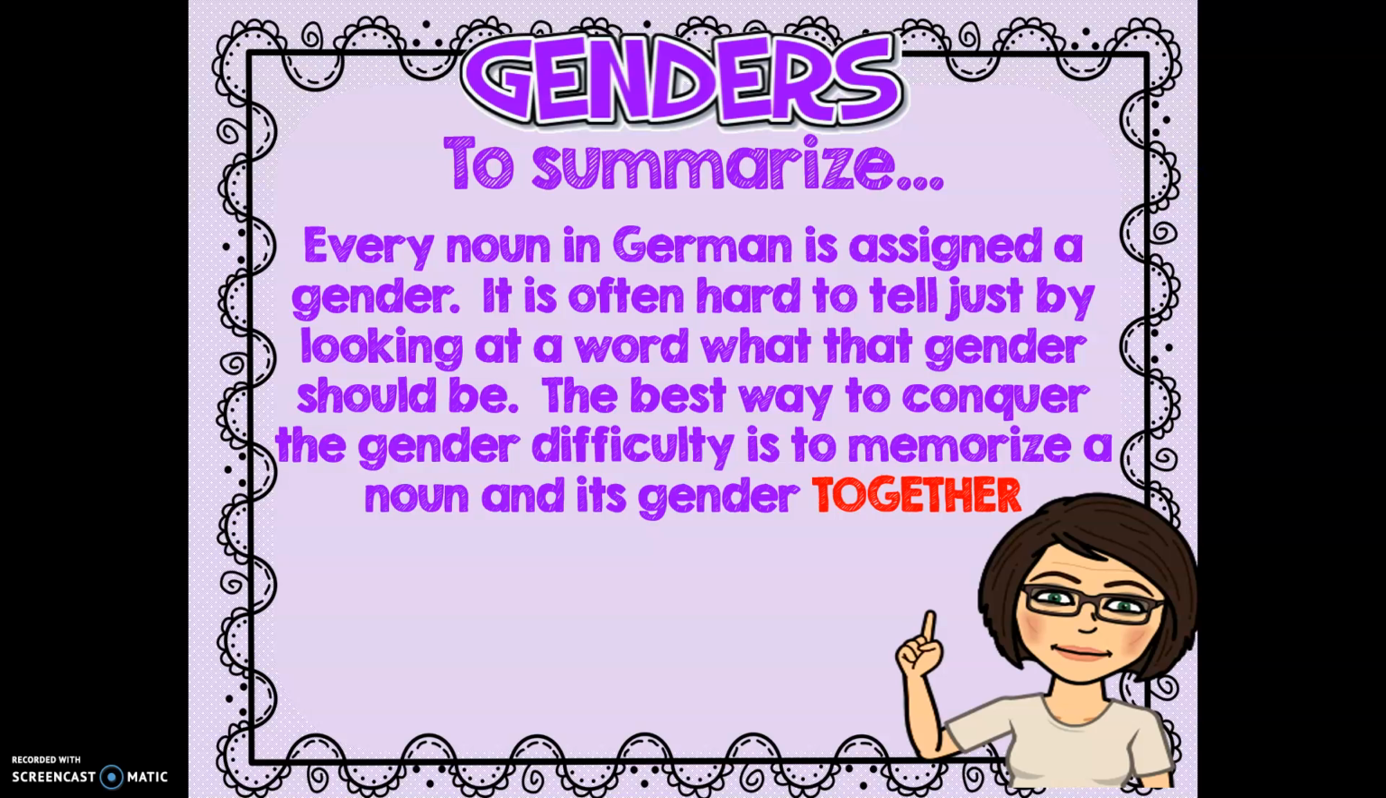So to summarize, every noun in German is assigned a gender. It is often hard to tell just by looking at a word what the gender should be. The best way to conquer the gender difficulty is to memorize the noun and its gender together. So for example, don't just think of a table as a Tisch. Think of it as der Tisch. Always learn the gender or memorize the gender with the word. Der Tisch, der Stuhl, das Fenster.